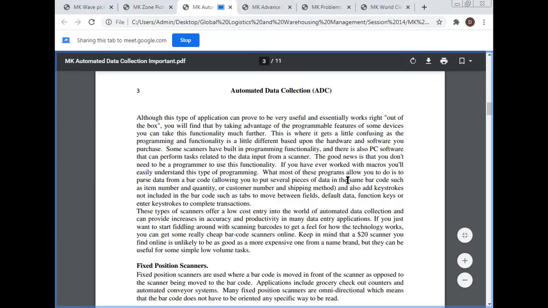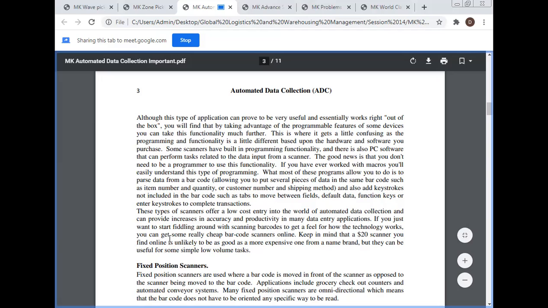What most of these programs allow you to do is parse data from a barcode and also add keystrokes not included in the barcode, such as tabs to move between the fields, default data, function keys, or enter keystrokes to complete the transaction. These types of scanners offer a low-cost entry into the world of automated data collection and can provide an increase in accuracy and productivity in many data entry applications.